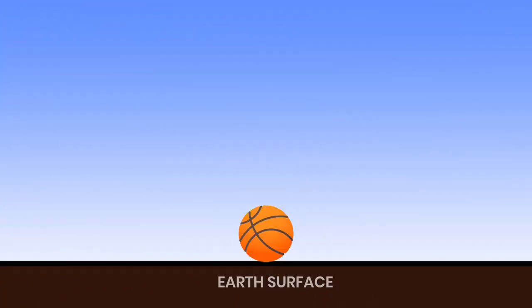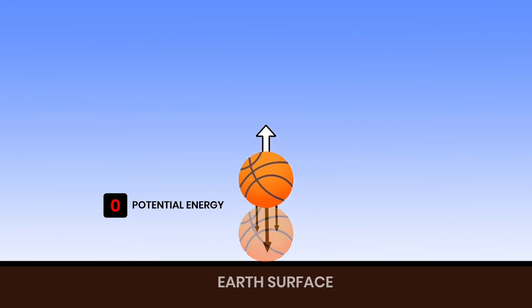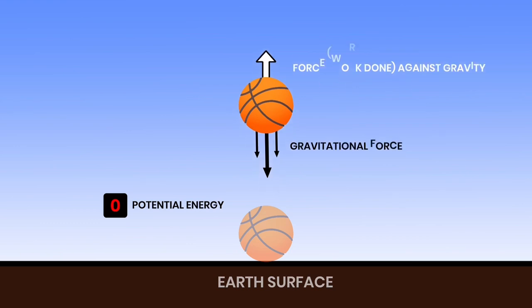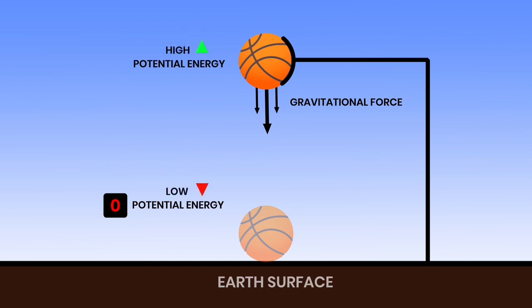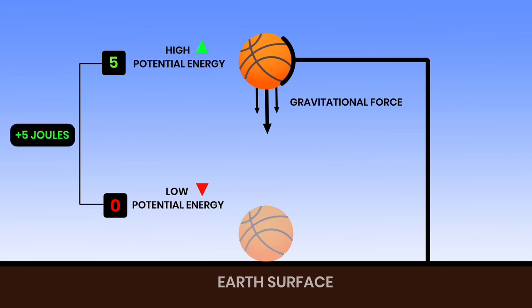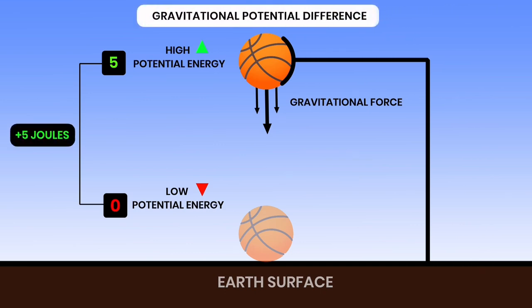Let's consider a motionless ball on the surface of the Earth. This ball is at rest, so its potential energy is 0. If we want to move the ball directly upward, we need to provide some energy against the gravitational force acting to pull the ball down to Earth, because gravity is always pulling objects on Earth down. So we provide some energy to push the ball up into the air, and the ball gets some potential energy. The ball above the surface has high potential energy, considering it has 5 joules. So we calculate the difference between the two balls' potential energy. The potential difference will be 5 joules. This is called gravitational potential difference.